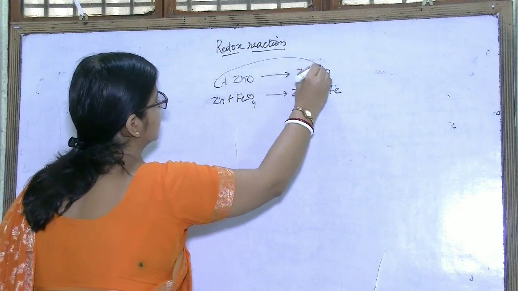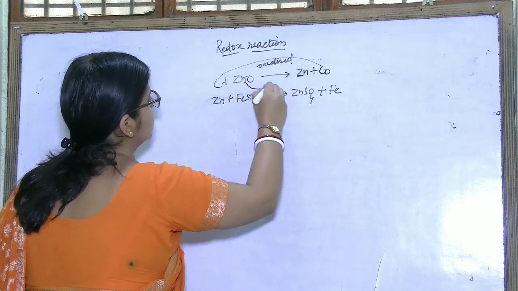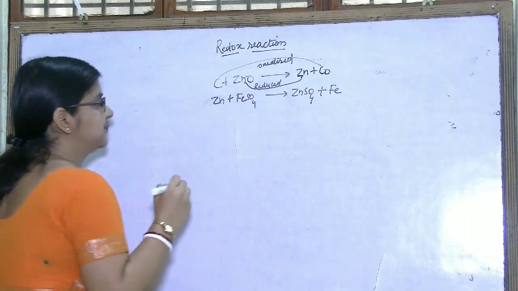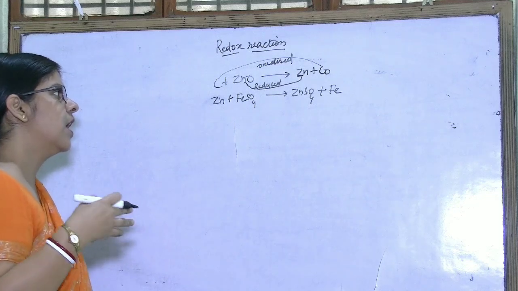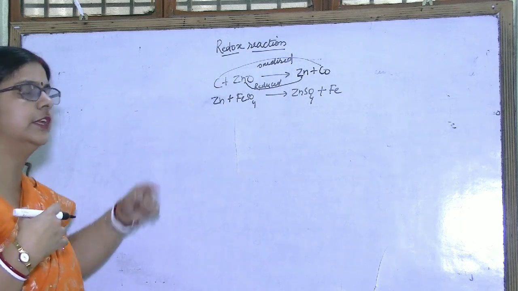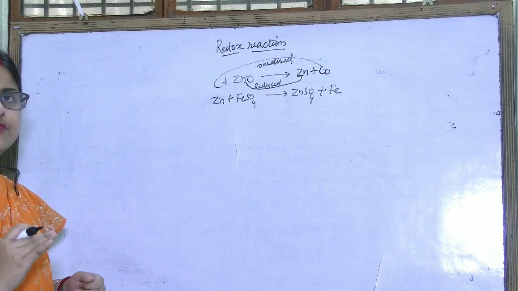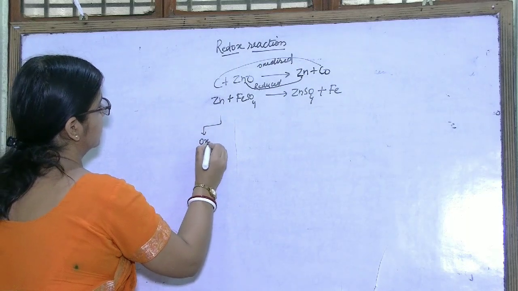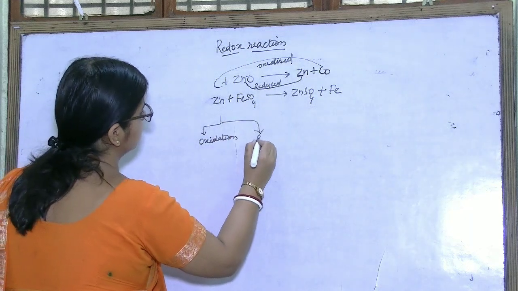Here carbon is being oxidized and zinc oxide has been reduced. Now, to understand how we write that zinc oxide is reduced and carbon is oxidized, I will discuss what oxidation is and what reduction is.